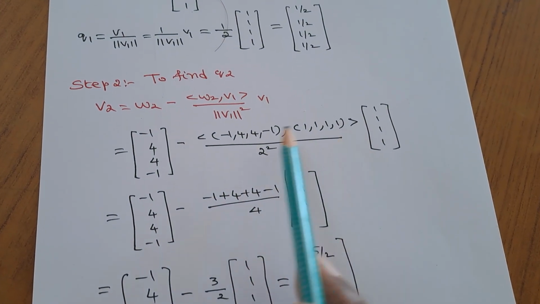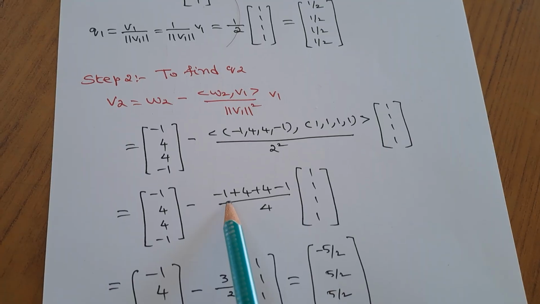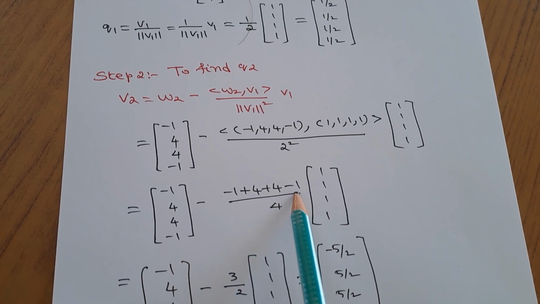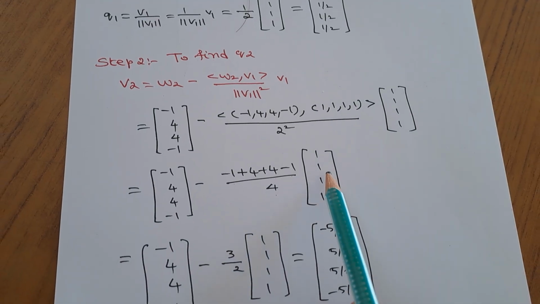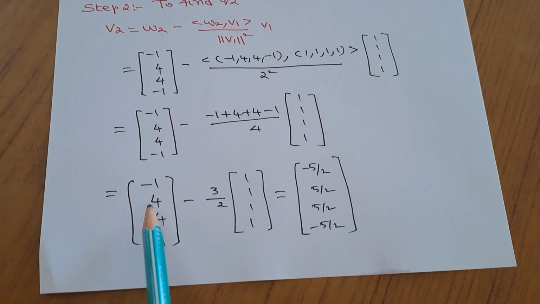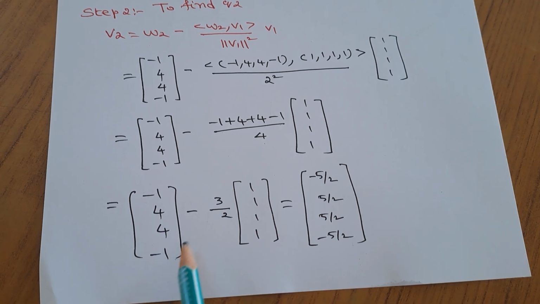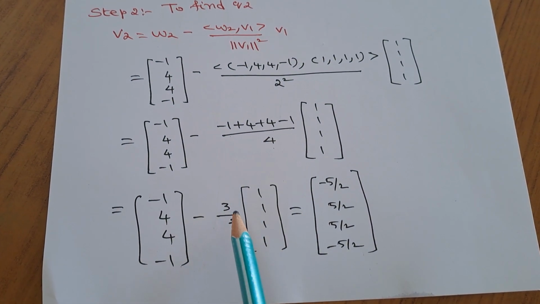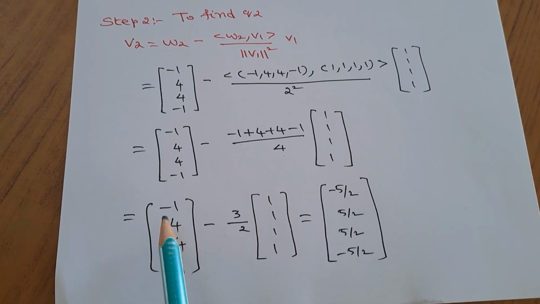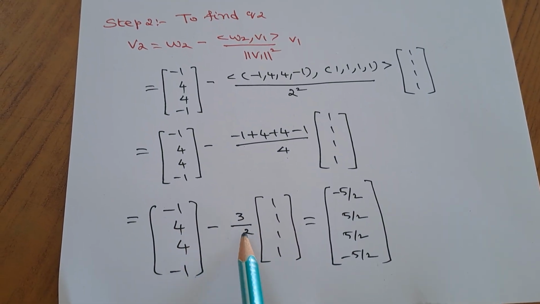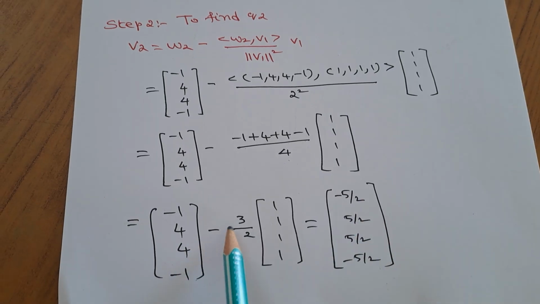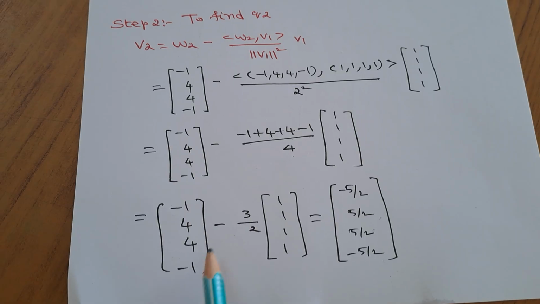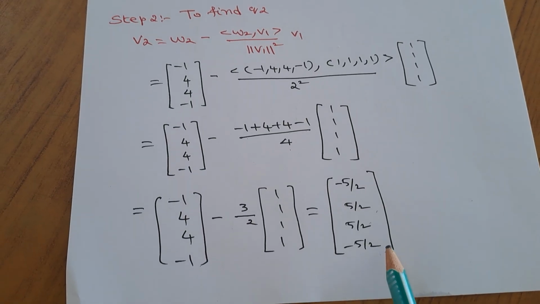So computing the inner product, minus 1 into 1 is minus 1, 4 into 1 is 4, 4 into 1 is 4, minus 1 into 1 is minus 1, divided by 2 square, which is 4. So that is equal to minus 1, 4, 4, minus 1, minus, here 8 minus 2 is 6 by 4, which is nothing but 3 by 2, into 1, 1, 1, 1. So you are adding these two: minus 1 minus 3 by 2 of 1 is minus 5 by 2, 4 minus 3 by 2 of 1 is 5 by 2, 4 minus 3 by 2 of 1 is 5 by 2, minus 1 minus 3 by 2 of 1 is minus 5 by 2.